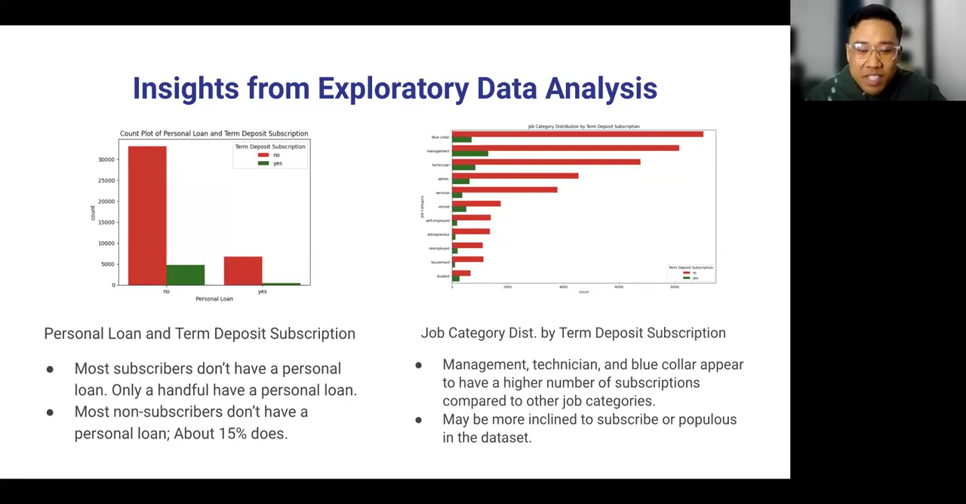And on the right side, we have a job category distribution by term deposit subscription, which illustrates the distribution of job categories among clients, segmented by their subscription status to term deposits. We've noticed that management, technician, and blue collar rank among the top 3 in terms of subscription numbers compared to other job categories. This could indicate that these jobs are more likely to sign up or that there are just more people with these in the data set.